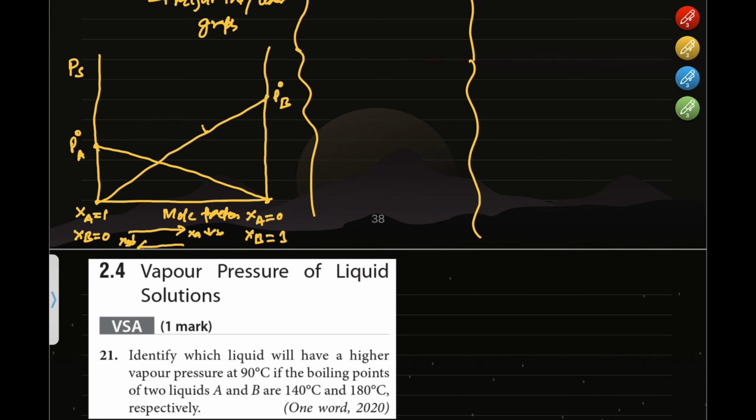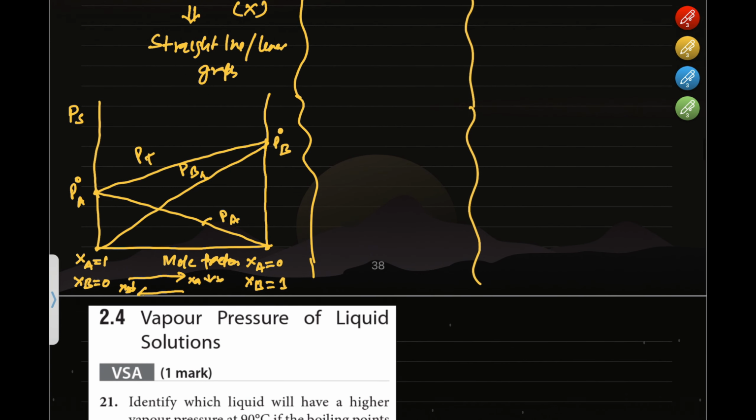So this line indicates the partial pressure of component B, and this line indicates the partial pressure of component A. The line joining the vapor pressure of the pure components A and B shows the total pressure of the solution. This is a complete graph for the ideal solution. The ideal solution graph gives a straight line.